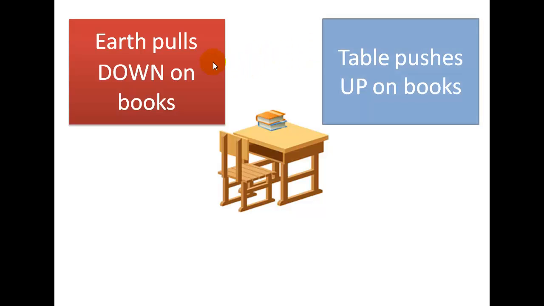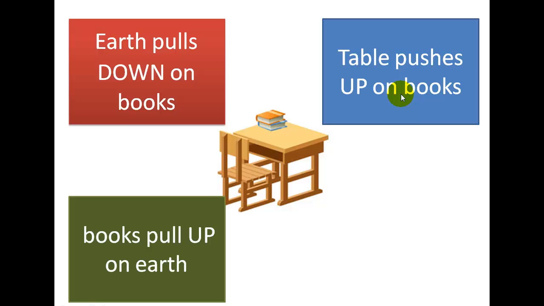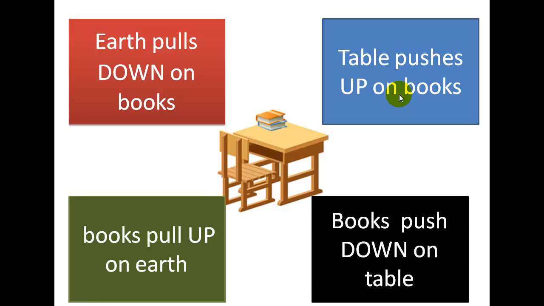The earth pulls down on the books, the table pushes up on the books. The books pull up on the earth, the books push down on the table. Now which force goes with which force? Which ones are the Newton's third law pair? Well, the earth pulls down on the books. Therefore, the books pull up on the earth. These two are Newton's third law pair of forces. Earth on books, books on earth.